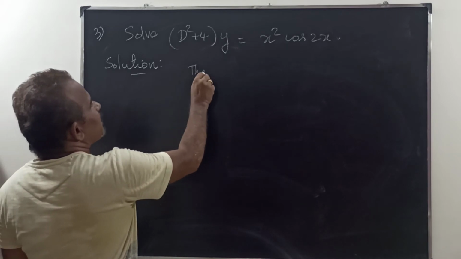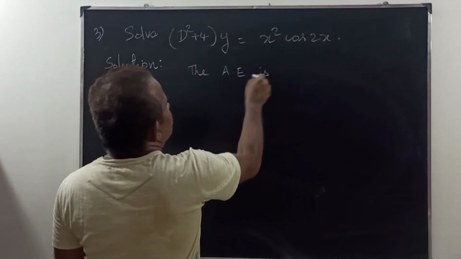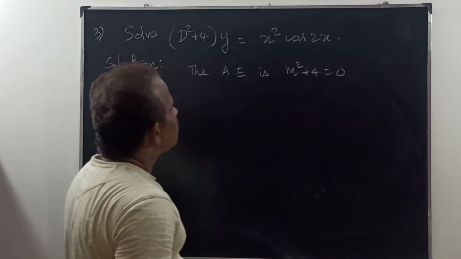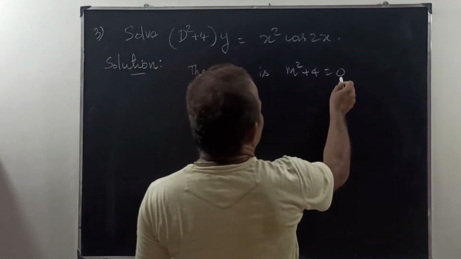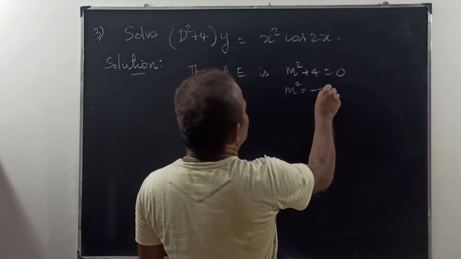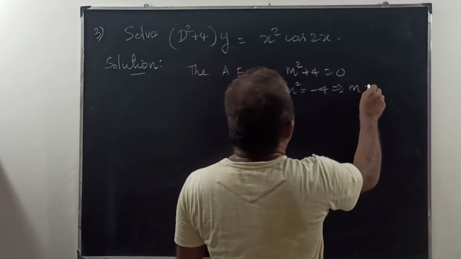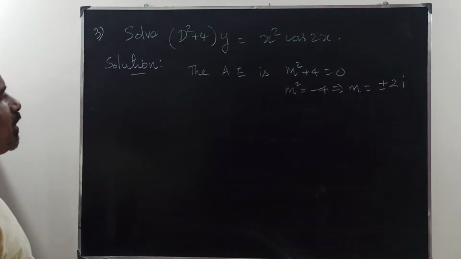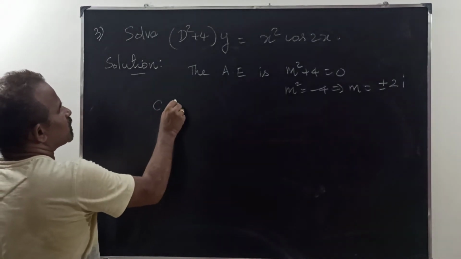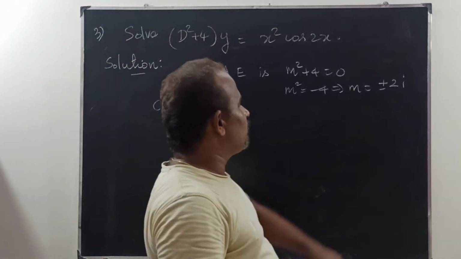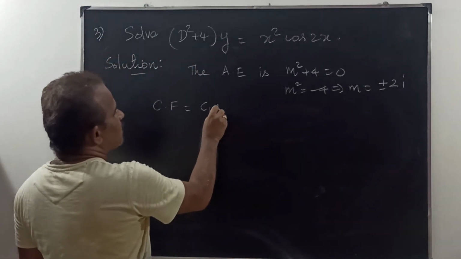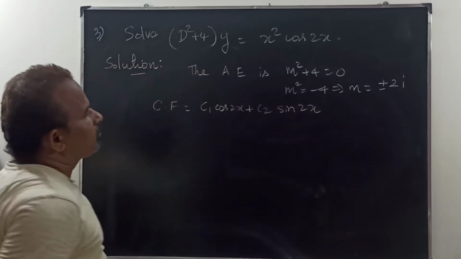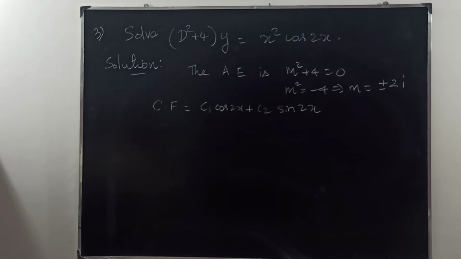As usual, the auxiliary equation is m squared plus 4 is equal to 0. So therefore m squared is equal to minus 4. So therefore this implies m is equal to plus or minus 2i. So therefore the complementary function is equal to e power alpha x, alpha is equal to 0, e power 0 is 1, then c1 cos 2x plus c2 sin 2x.